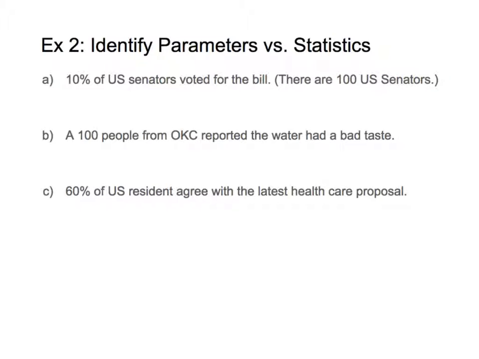So let's remember that when we're analyzing a population, that gives us a parameter, whereas when we're analyzing a sample, that gives us a statistic. So before we can analyze whether something is a parameter or statistic, we need to know if the data came from a population or a sample. So take a read on the first one here.